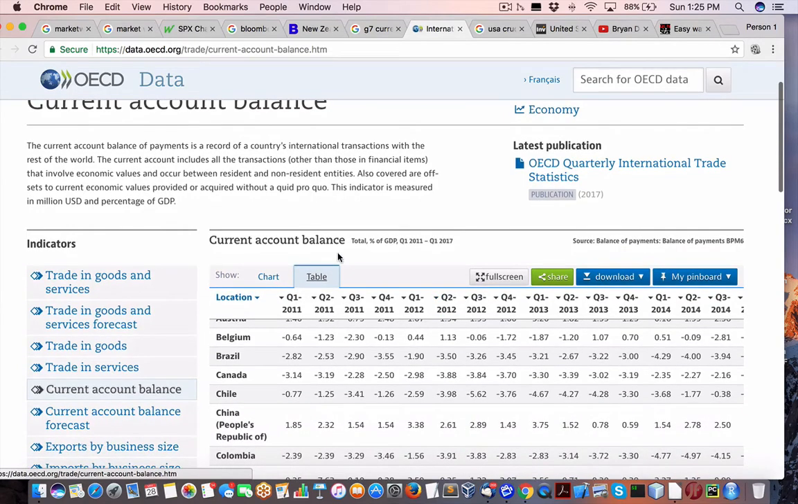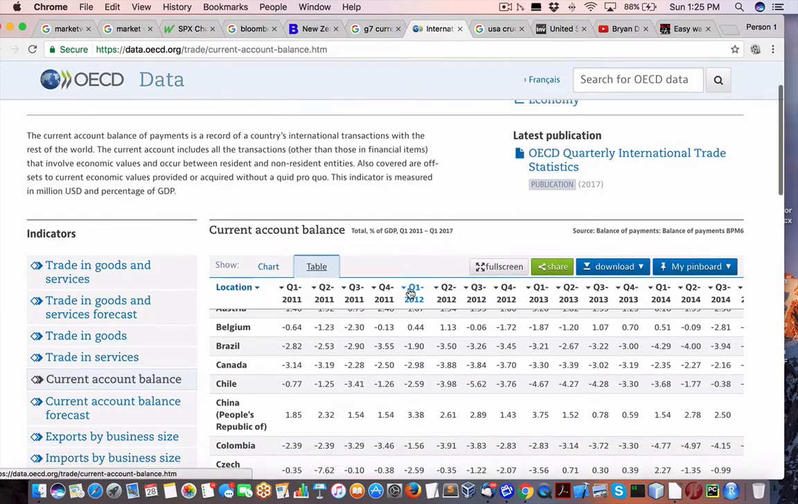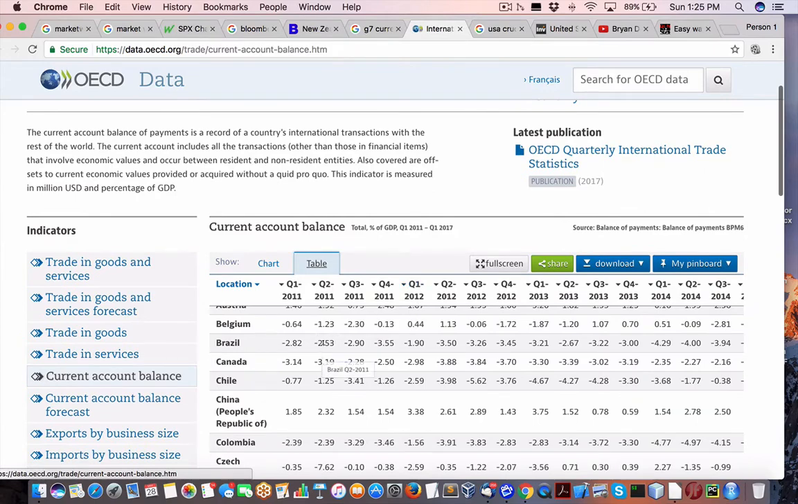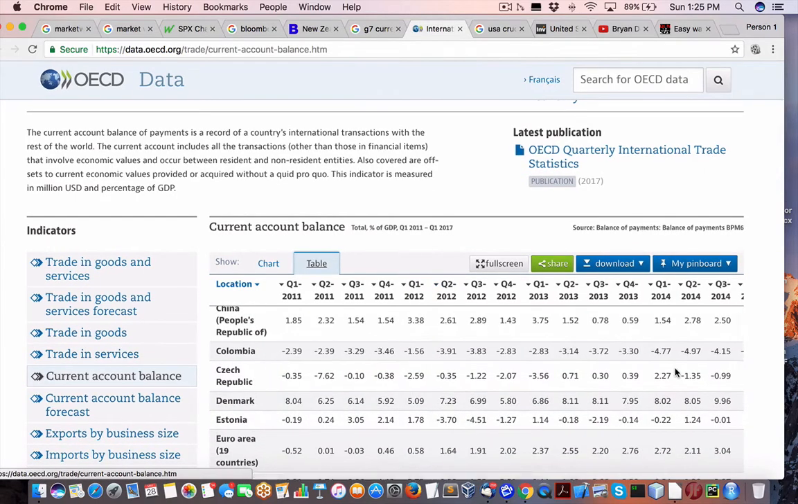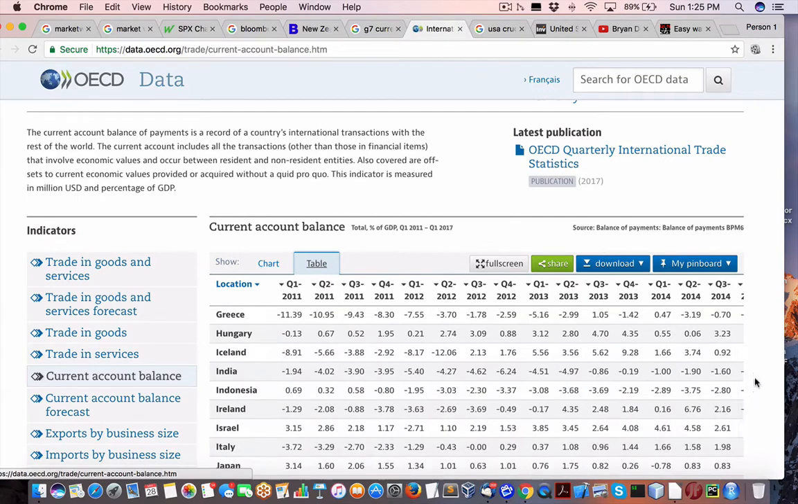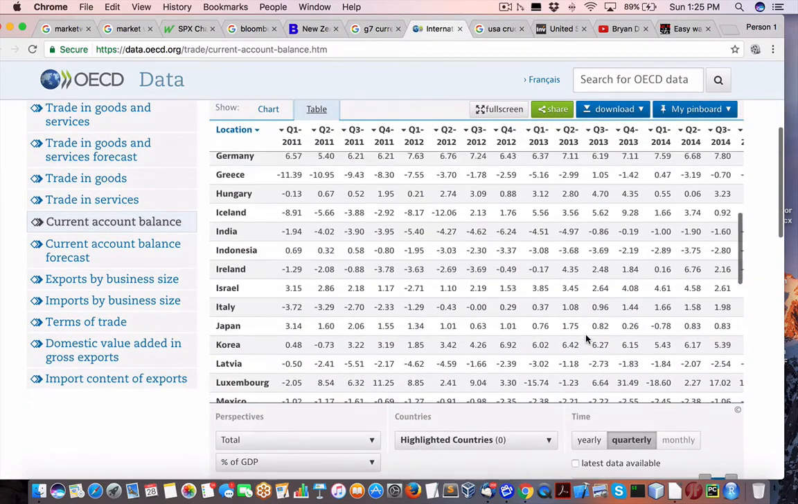So it's a current balance against their GDP. So it's basically measuring every quarter against their quarterly GDP. And it's a great measurement where negative is not doing too good, positive is doing well. And there's not a lot of positives here. So let me show you the US.